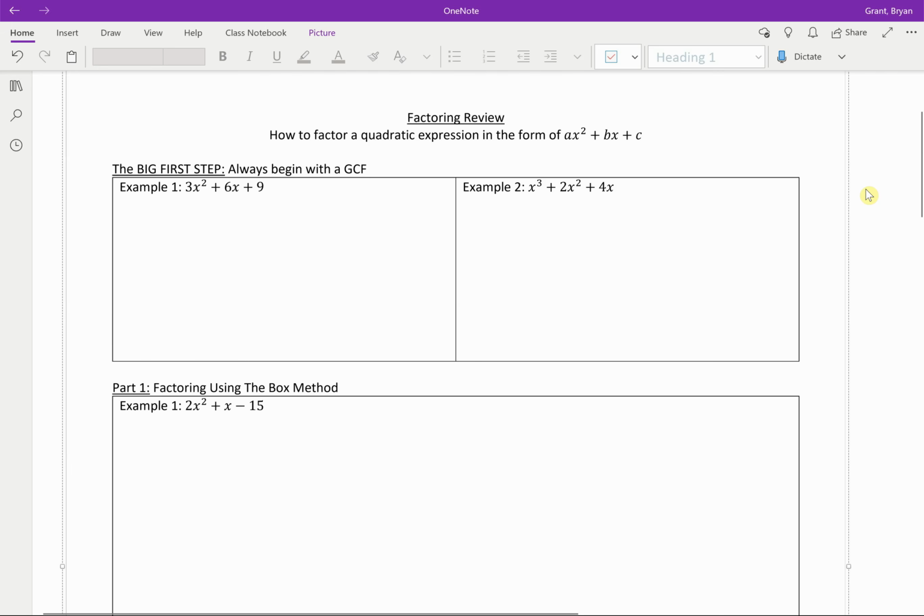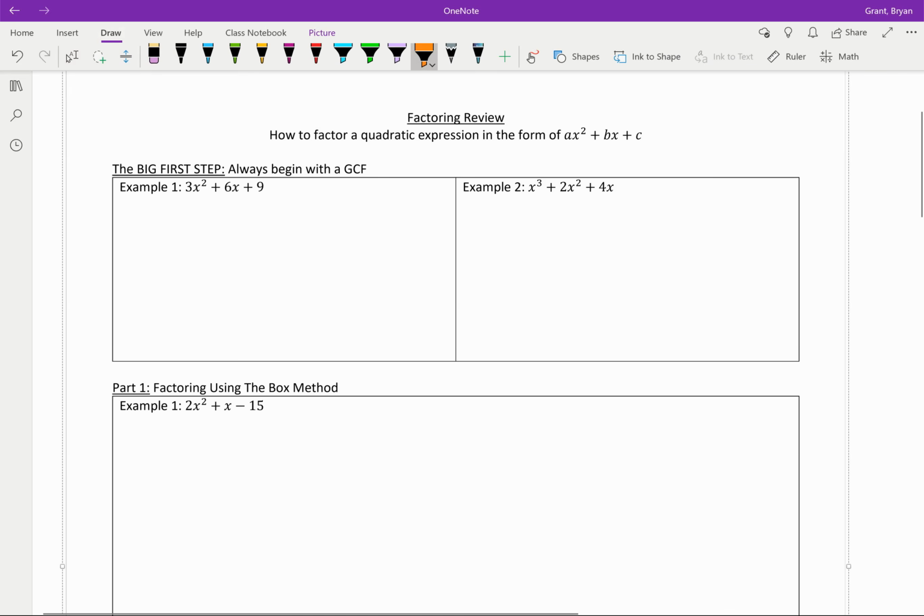There is more information about this, and you can totally find it anywhere on the internet. However, this is just a real brief run through. So let's get started. Our goal is to go through and be able to factor any sort of equation that's in the form of ax squared plus bx plus c.